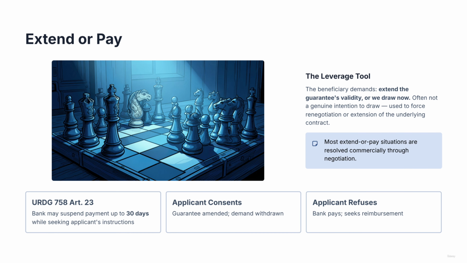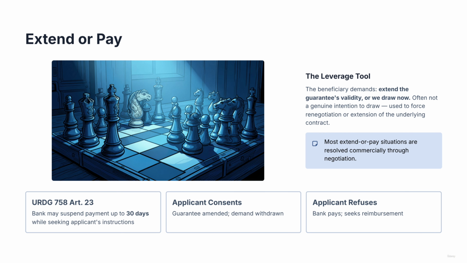One of the most common and commercially sensitive moments in a guarantee's life is the extend or pay demand. Rather than drawing on the guarantee outright, the beneficiary issues a demand that says, in effect, either extend the validity of this guarantee, or we will draw on it now. This is a leverage tool. The beneficiary may not genuinely intend to draw. They may simply be using the guarantee as pressure to force a renegotiation of the underlying contract, an extension of the project timeline, or some other commercial concession.